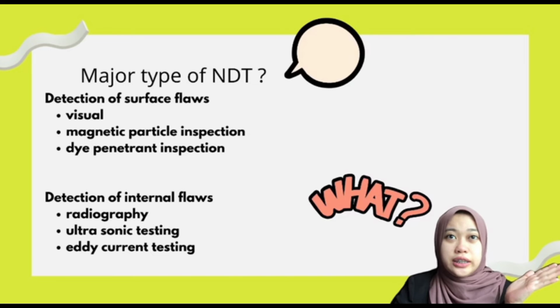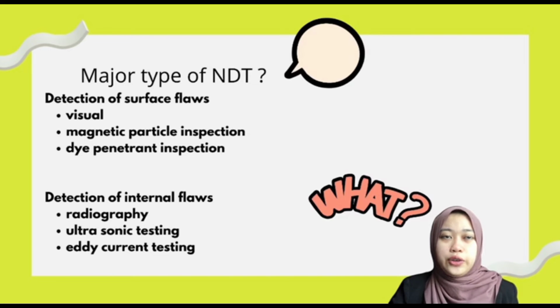What are the major types of NDT? Usually, for detection of surface flaws, we use visual, magnetic particle inspection and dye penetrant inspection. For the detection of internal flaws, we use radiography, ultrasonic testing and eddy current testing.